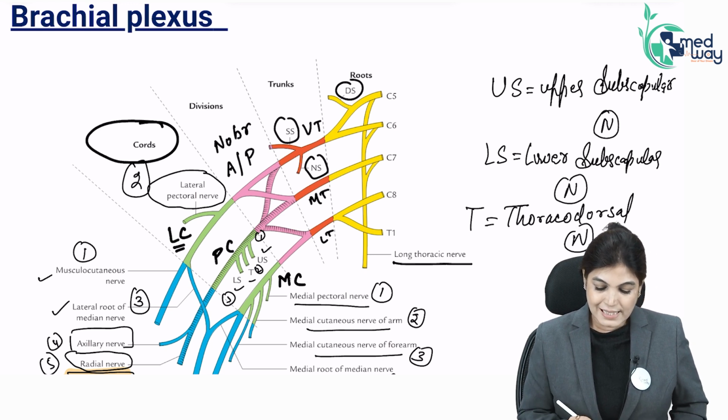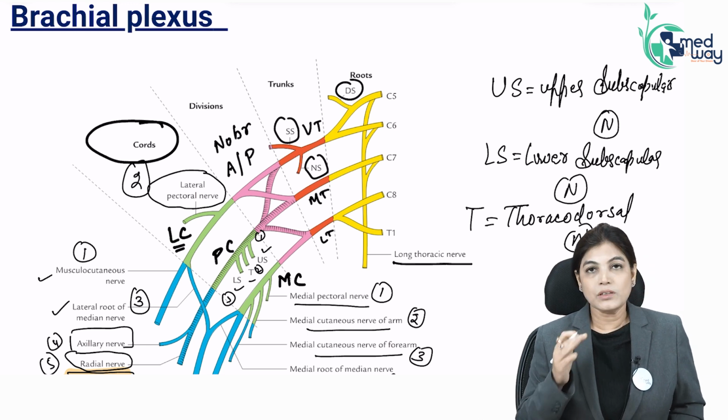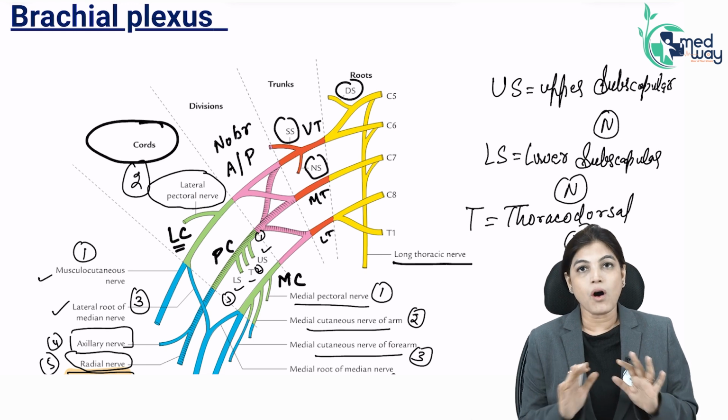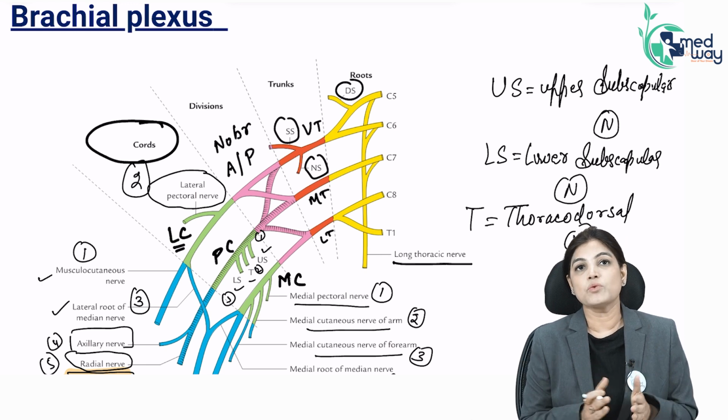And what about SS, NS? SS stands for suprascapular nerve, NS for nerve to subclavius and DS for dorsal scapular nerve. So we have done with all the branches. And why have I shown you this image?